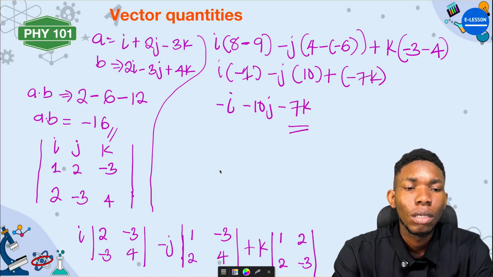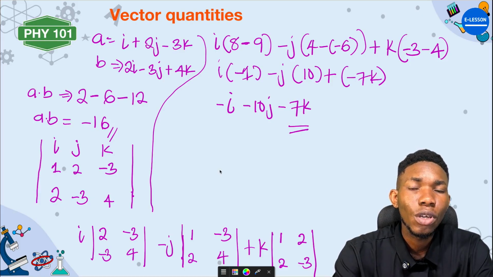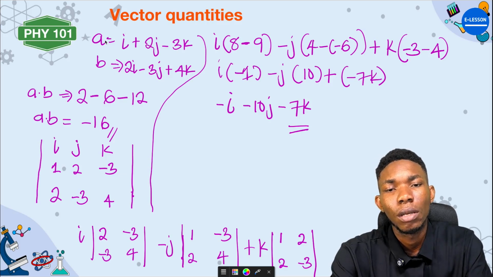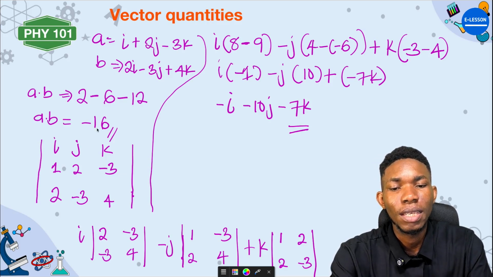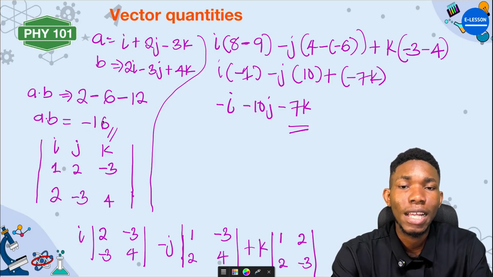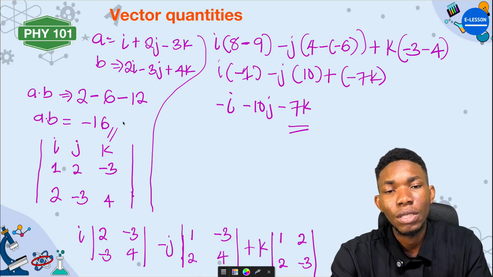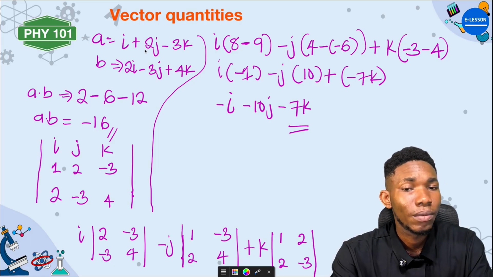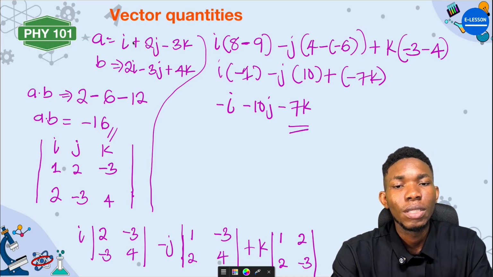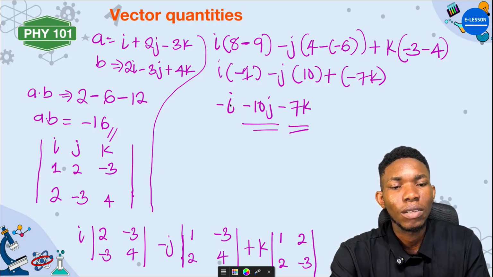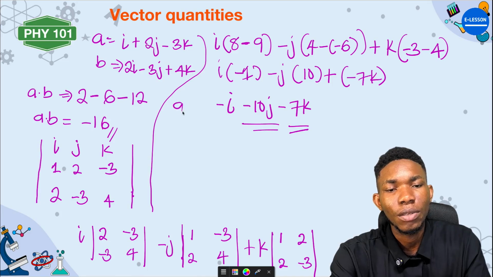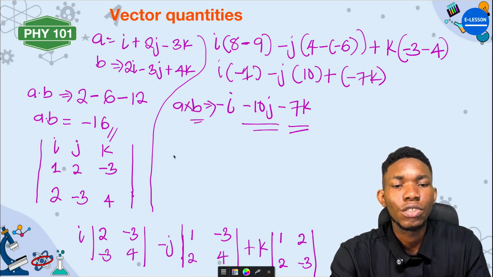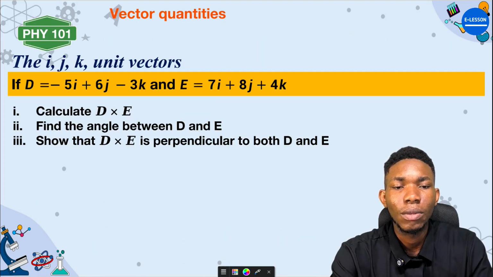So you see that for the dot product, like we said, the dot product of two vectors is a scalar quantity. You discover that when we looked for the dot product of A dot B, what we got was minus 16. It has a magnitude but no direction. So this is a scalar quantity. Then when we did the cross product, we said that the cross product of two vectors will give us another vector. When we did A cross B, what did it give? It gave us another vector, which is minus i minus 10j minus 7k. Is that understood? So that is one thing that you should know.